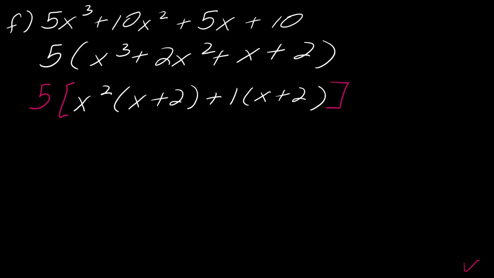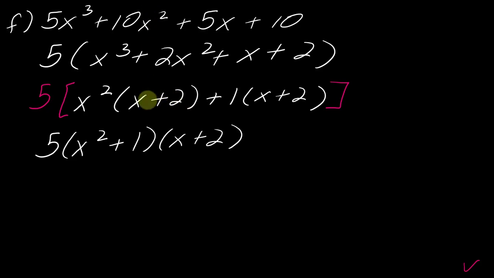So now if I wanted to finish this, this is going to be x squared plus 1 times x plus 2, and then at the very front we still have that 5. So that would be how that one works. That one's a little bit trickier. That's definitely a good one to play around with. But the hint here was this was x plus 2 and this was also x plus 2, so that was how you know you were going in the right direction still.